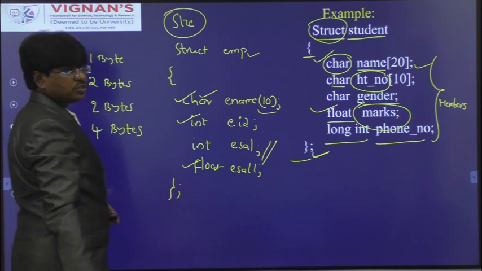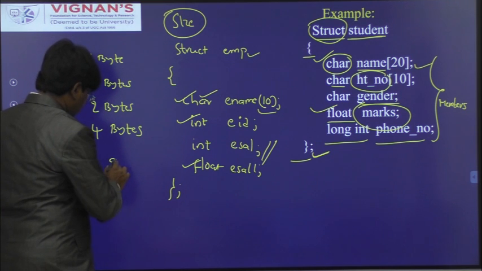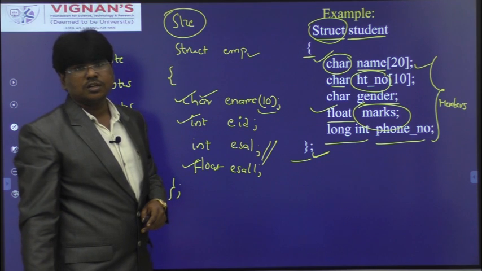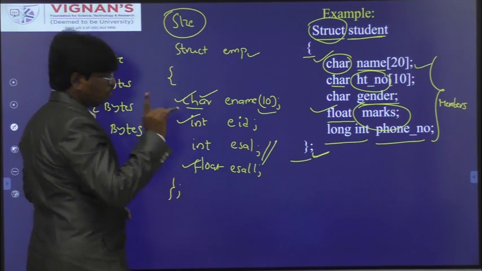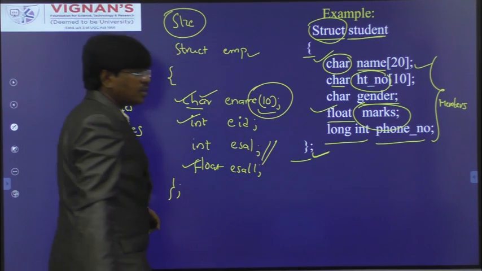Total size is how much? 4 plus 2 plus 2 plus 1, that is 9 bytes, generally we will think. But the size of this particular structure is not 9 bytes. I will tell you. For example, if you take a character here, it is 1 byte. But here I am not taking a variable, I am taking an array.